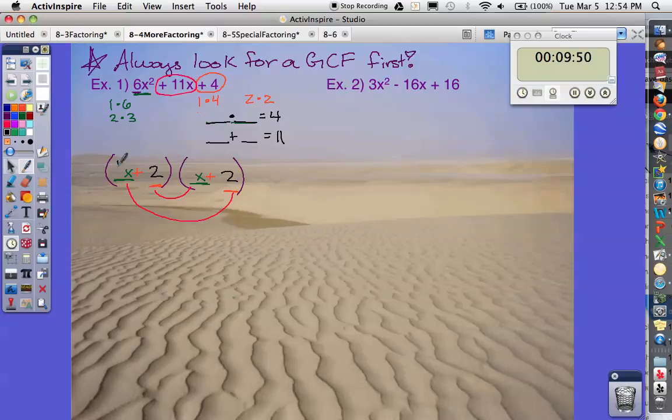If I just put in a 1 and a 6, let's FOIL this out. Our first term should work because it came from the factors. Our last terms will always work because we chose the factors to start with. So you really only have to check your inside and outside term. 2 times 6x will give me a 12x. 2 times x would give me a 2x. It's going to give me 14x total. Is that what I want?